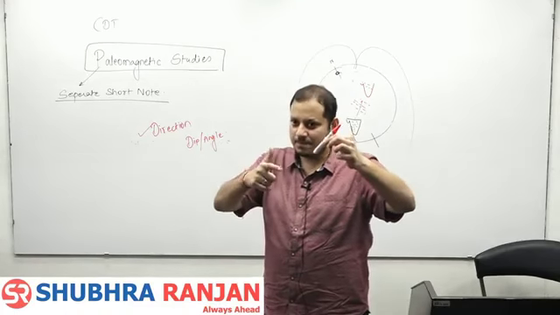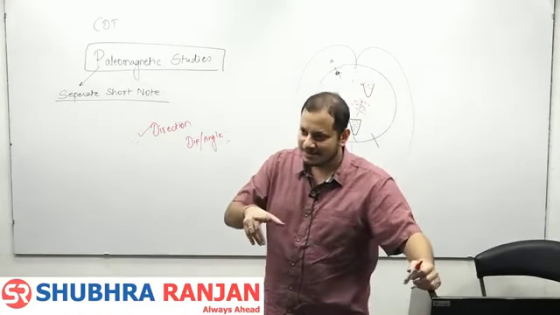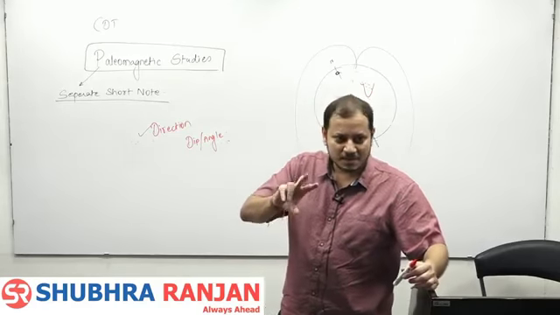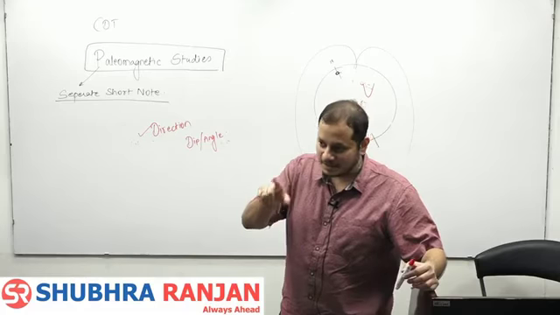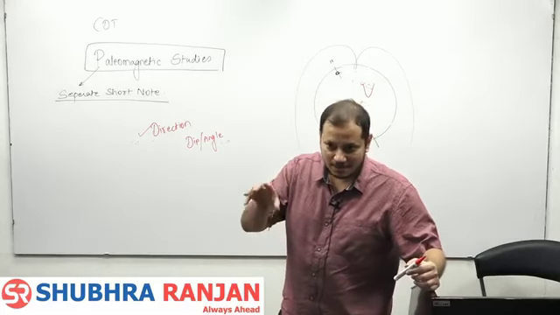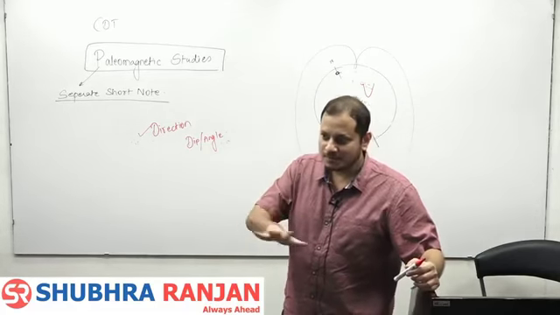Suppose there is a flip. Flip means suddenly north becomes south and south becomes north. Is it possible? Theoretically yes. Theoretically a flip can occur. Why?